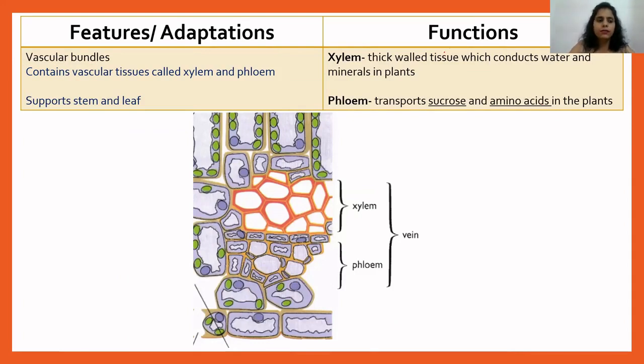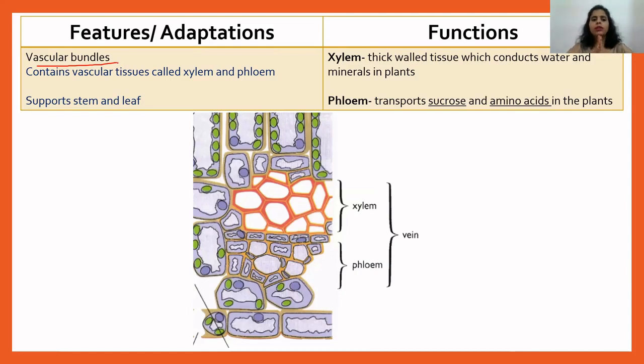The next feature is a very important feature, the last one: vascular bundles. Vascular bundles are present in the root, stem, and petiole. Actually, they start at the root hair, root, stem, then branch and go to the petiole, midrib, veins, venules, etc. Inside these vascular bundles are vascular tissues, that is xylem and phloem.